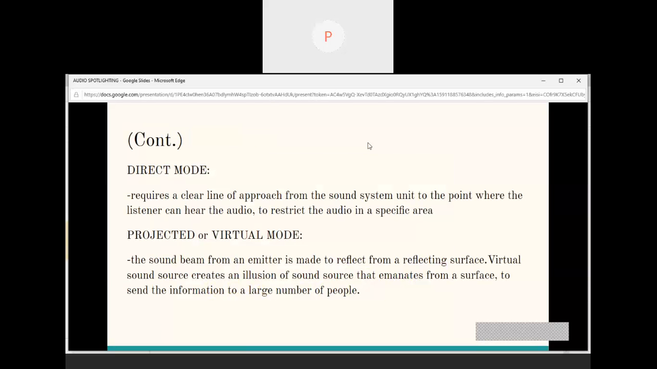Direct mode requires a clear line of approach from the sound system unit to the point where the listener can hear the audio. To restrict the audio to a specific area, this method is very appropriate.